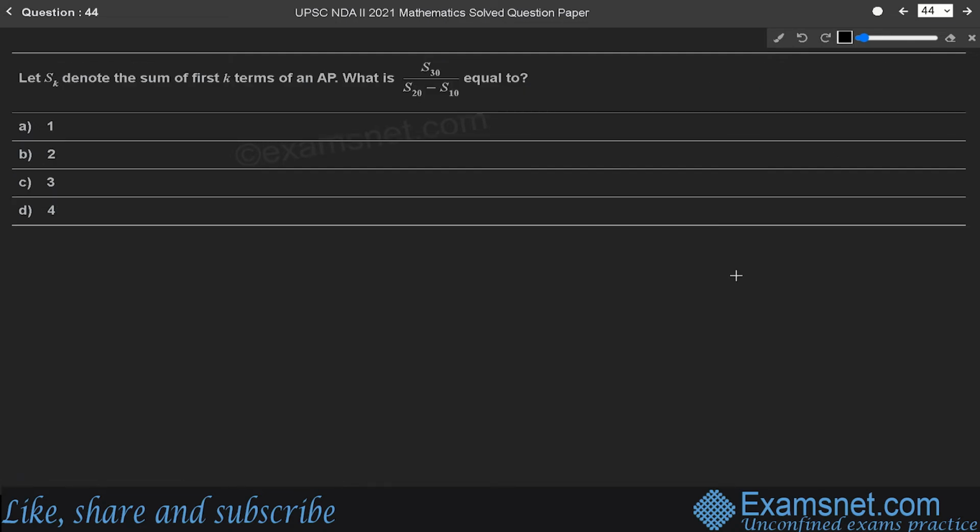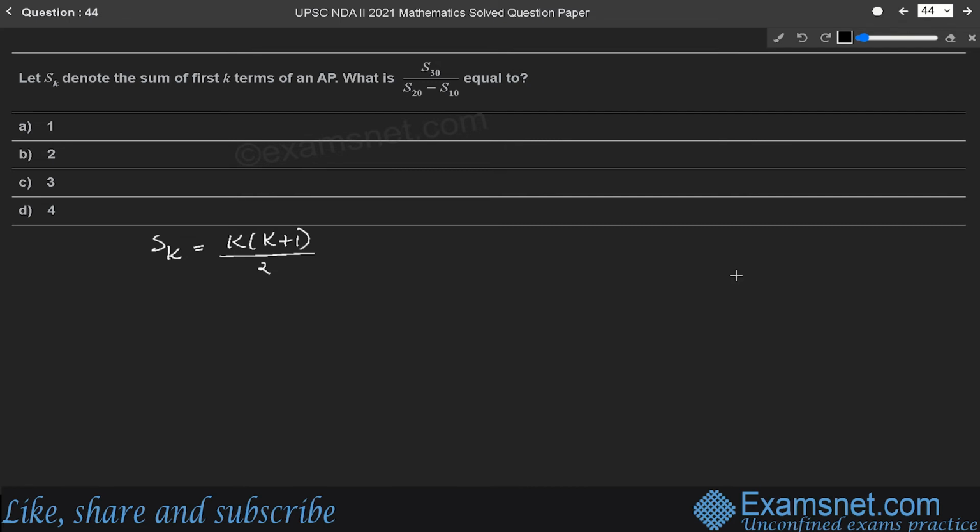Next question is, let Sk denote the sum of first k terms of an AP. What is S30 upon S20 minus S10 equal to? It is a question from arithmetic progression. Let us take the first k terms as the first k natural numbers. Therefore Sk will be equal to k into k plus 1 upon 2.